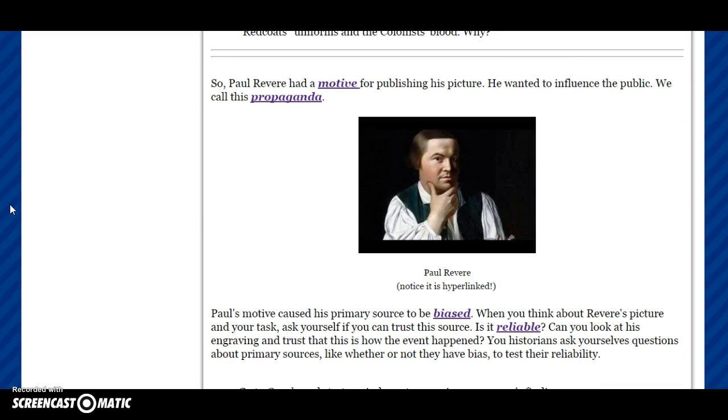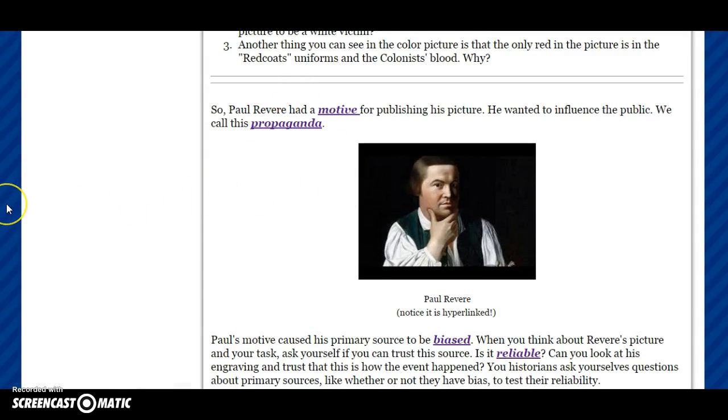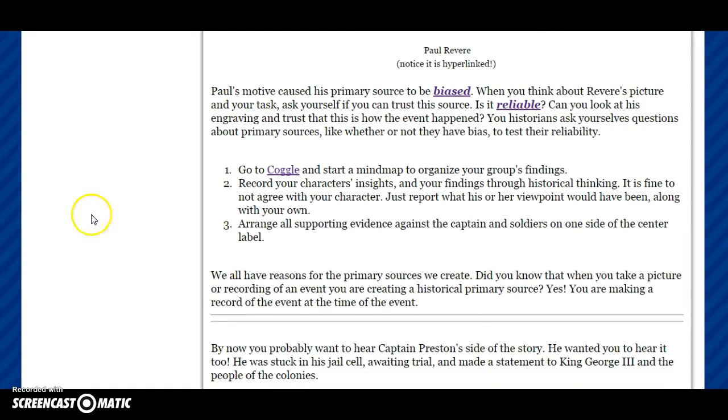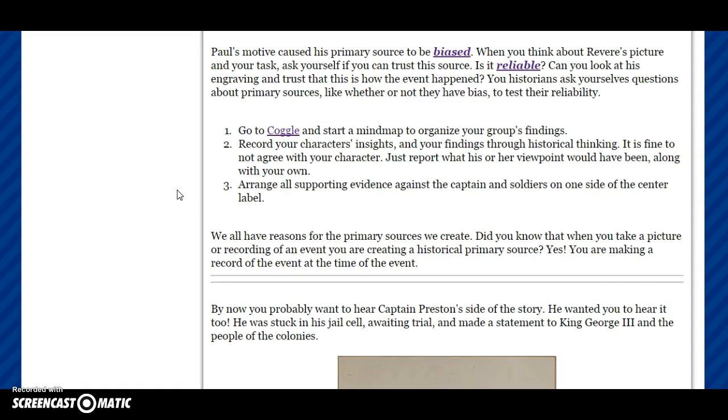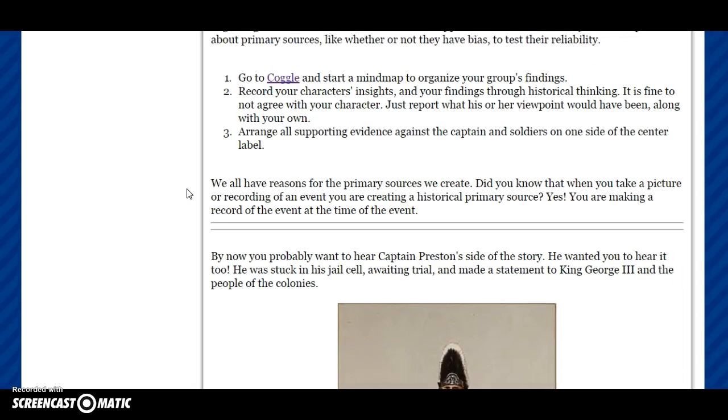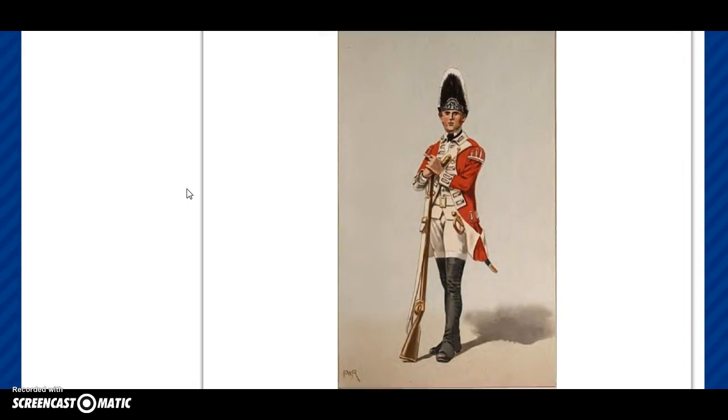We learned that Paul Revere had a motive, and we learned about different vocabulary about analyzing sources. And all of these are linked, and so are the pictures. The quest asks students to go to Coggle and start a mind map to organize their findings. As they're organizing their findings, they're to report what their viewpoint is, whether they agree with it or not, and also what their factual findings are as they go through the sources.